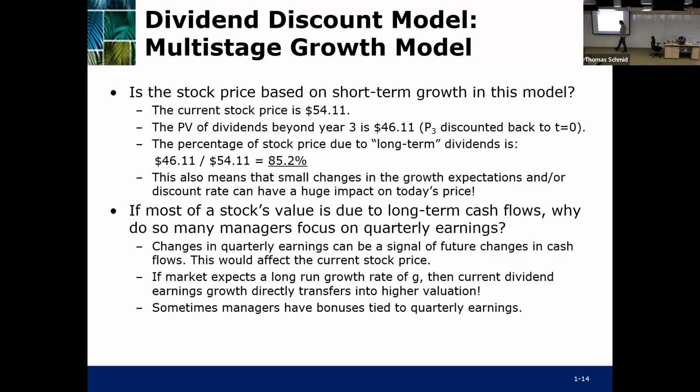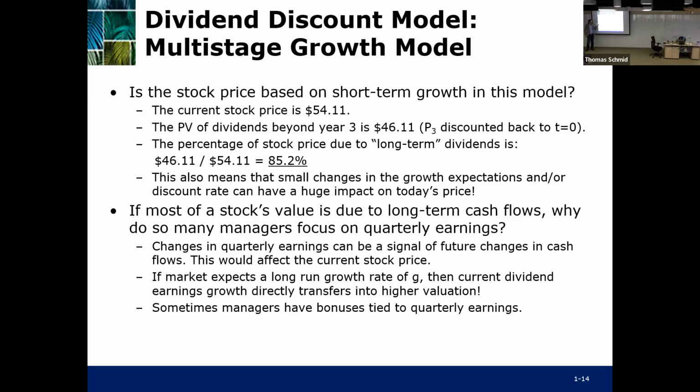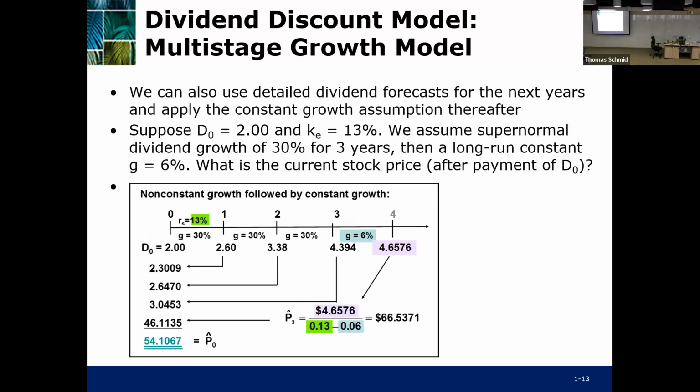Good. So just some observations from this calculation. Is the stock price based on short-term growth in this model? Interestingly, the stock price is 54, and 46 of the 54 comes from the value that is generated after year 3. So a very high percentage of the value of the stock in this model comes from things that happen in year 4 and later. It's actually 85%. So 85% of the stock price is related to long-term dividends, which means that small changes in growth expectations will have a huge impact on the price. Because if you change the growth assumption here from 6 to 4%, this price will change dramatically and the value will be very much impacted. Okay?